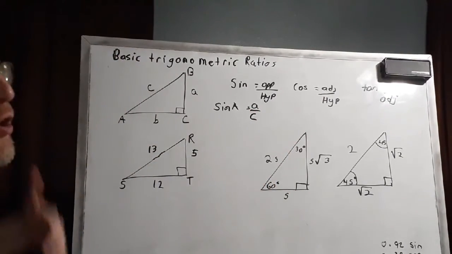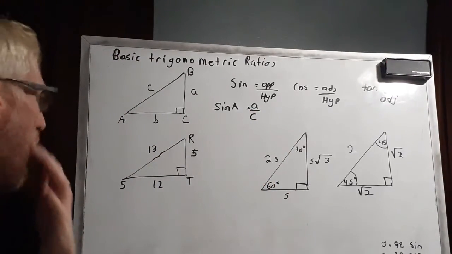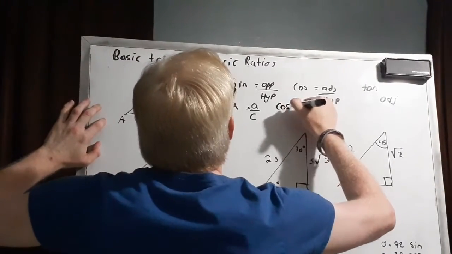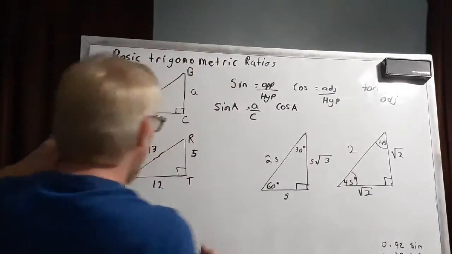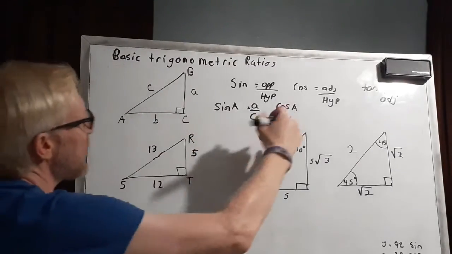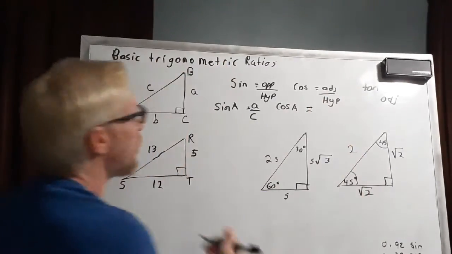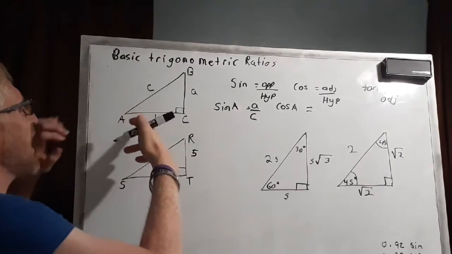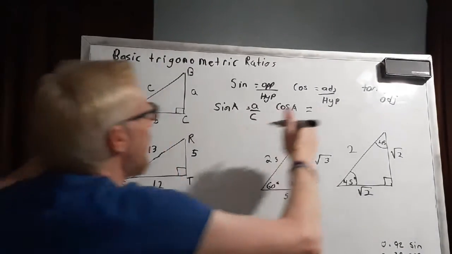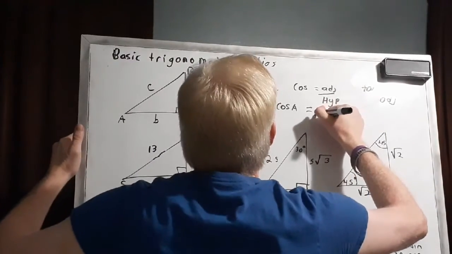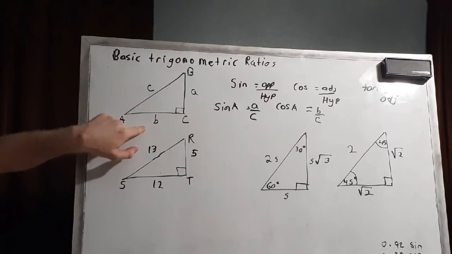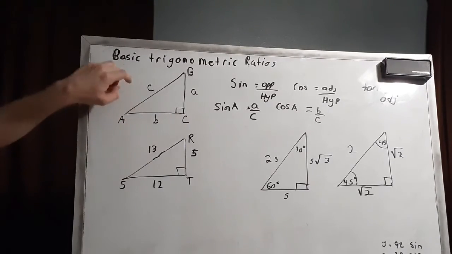Now, if we're going to look for the cosine, and again, we're just working with A. Let's say we want to find the cosine of A. It's adjacent over hypotenuse, so that means we're going to look for the closest side to A, which would be B, right here, and C, which is my hypotenuse. So adjacent is the side closest to angle A, which is B, and the hypotenuse is C.